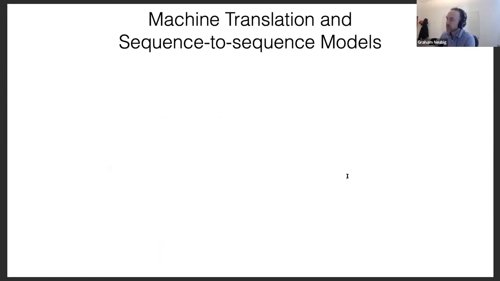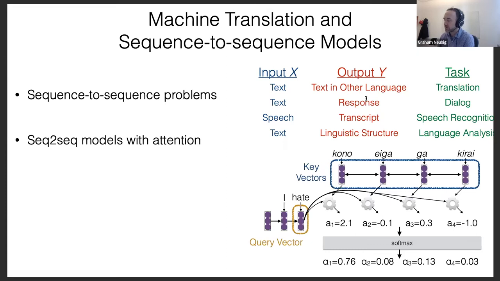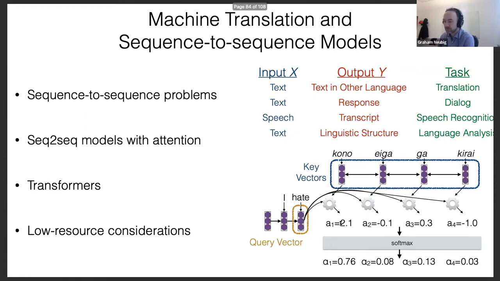We're also going to talk about machine translation and sequence models. Sequence problems can be all kinds of different problems, like the ones I talked about before. We're going to be talking about sequence models with attention, and transformers. Also, if you took 11-711, we're going to go into a bit more detail about advanced methods for machine translation than we covered there, because machine translation is one of the more important multilingual tasks. And also low resource considerations.